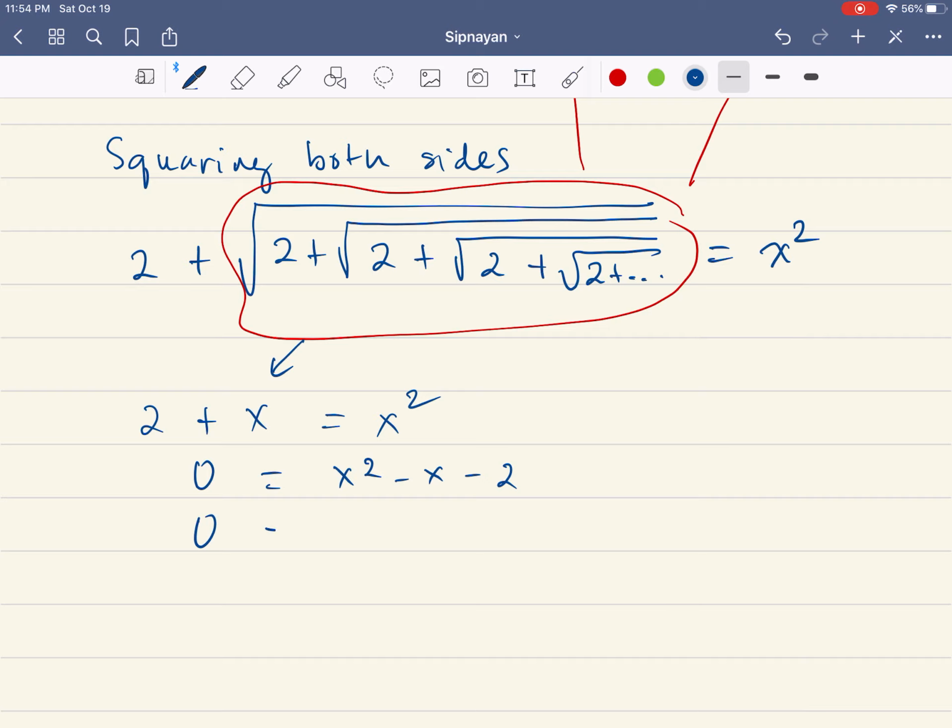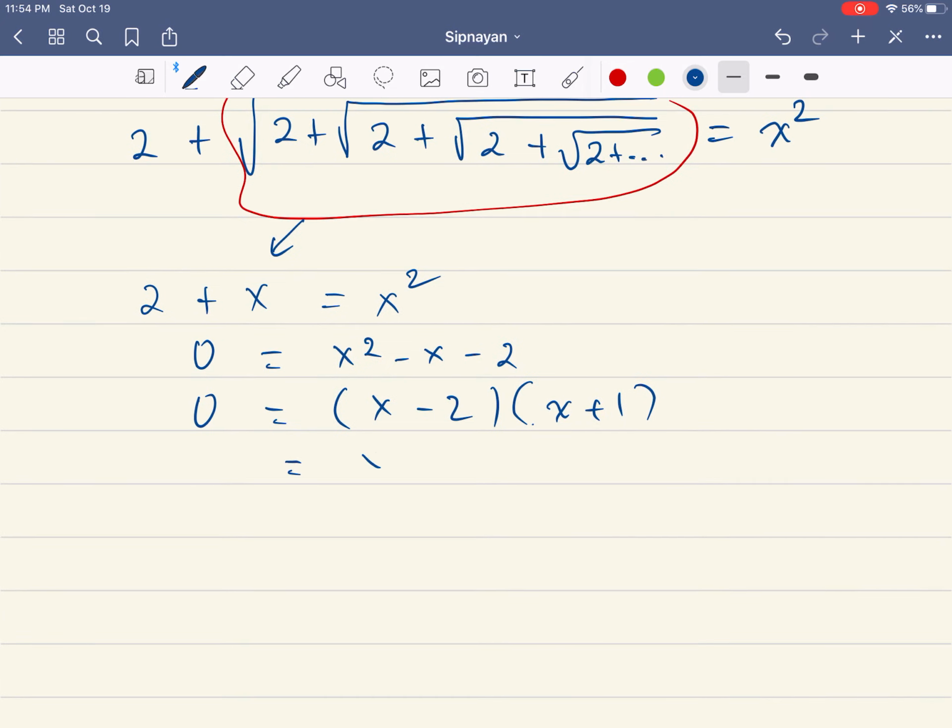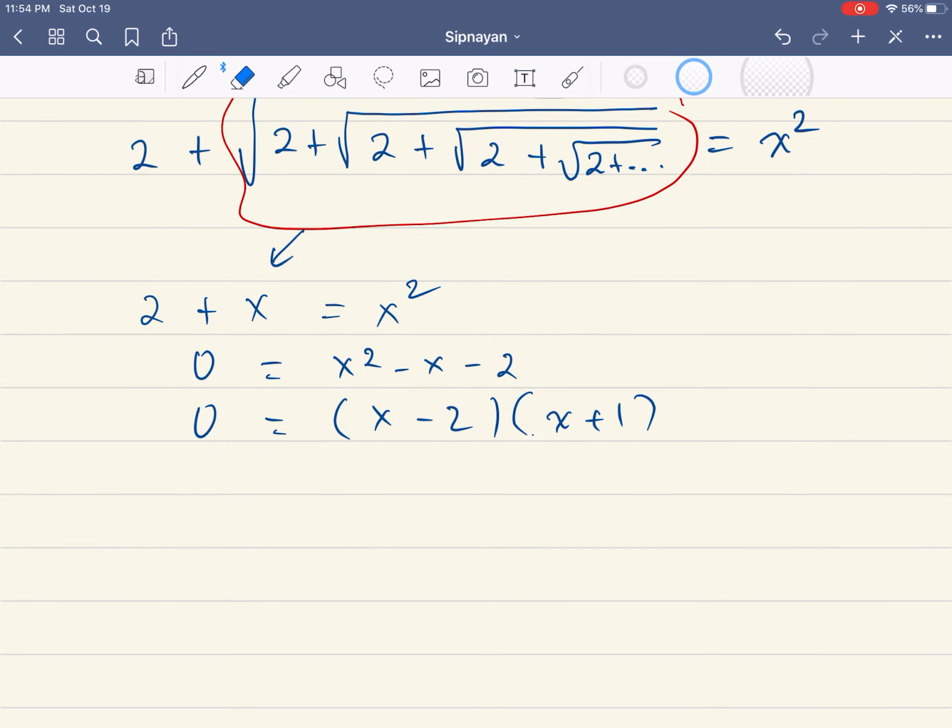So, 0 is equal to, pwede natin i-factor to, diba? Magiging x minus 2 tsaka x plus 1. Tama ba? So, x squared minus 2x plus x is minus x and then minus 2. Which means that x minus 2 is equal to 0 and x plus 1 is equal to 0. Meaning, it's either x equals 2 or x equals negative 1 or both.